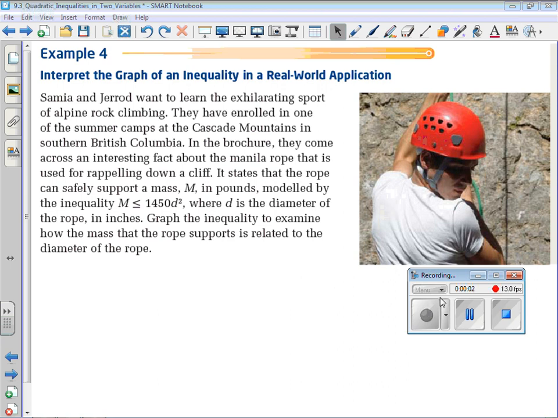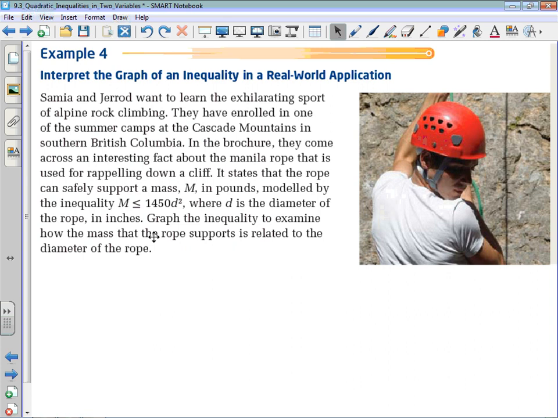Last example in 9.3 for Math 20-1. It's another word problem, but it's a much simpler one, I would argue. It's talking about the mass and the diameter of the rope. And one of the things that students struggle with in questions like this is there's no y and x.